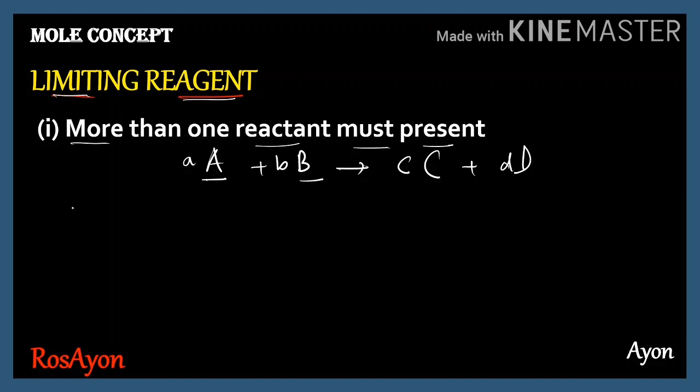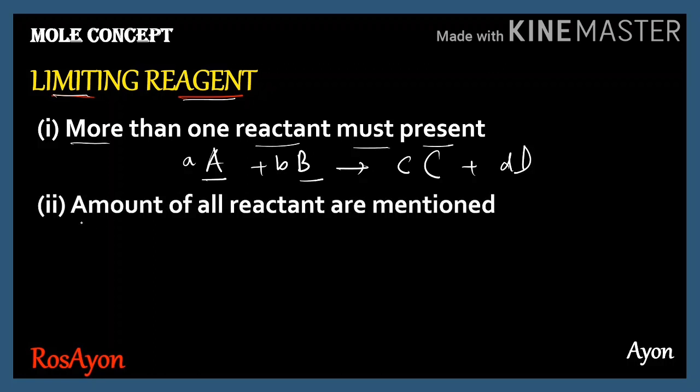Okay. The second condition, the amounts of all reactants are mentioned. That means in this type of limiting reagent problem, the amount of A and the amount of B must be mentioned in the problem. Clear? Now I talk about the trick to determine the limiting reagent problem.